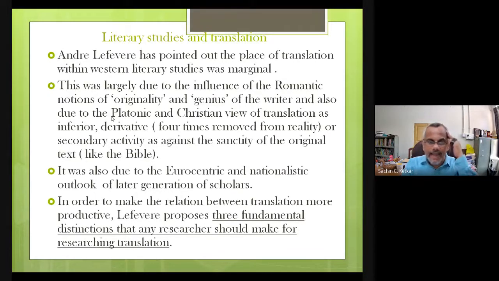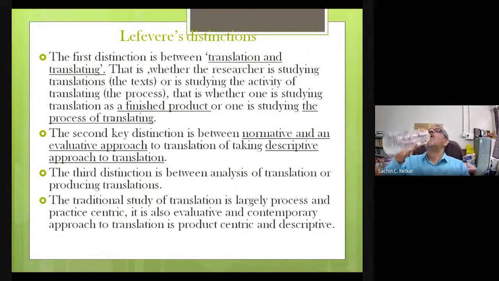So in order to overcome this marginality of translations, he said we should make three fundamental distinctions while researching translation. So Lefebvre goes on to give three distinctions, which is very important. The first distinction is between translation and translating, which means, suppose you are planning to write a research paper on translation, or an MPhil or PhD thesis on translation, you have to take a position on these three distinctions, right? You have to decide what you are going to do on the basis of these three distinctions. So it's a kind of map that Lefebvre is giving if you want to research translation, right? It's not necessary that you're doing an MPhil or PhD. You may be writing a research paper.